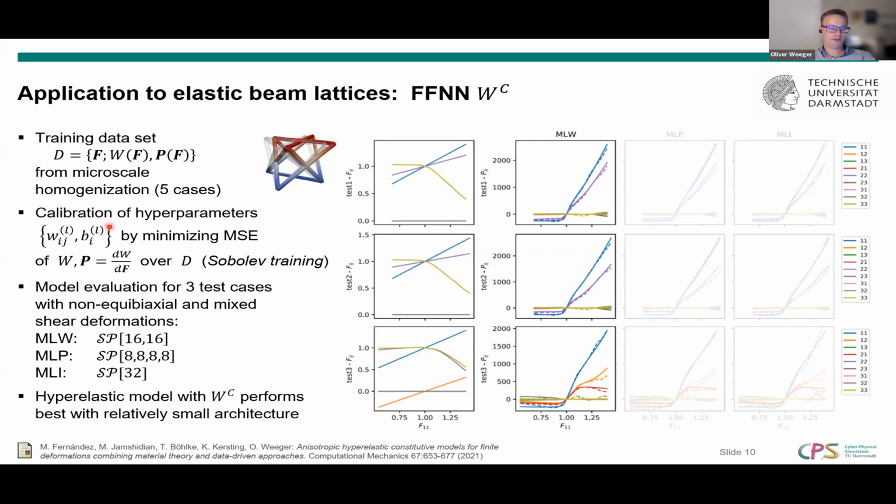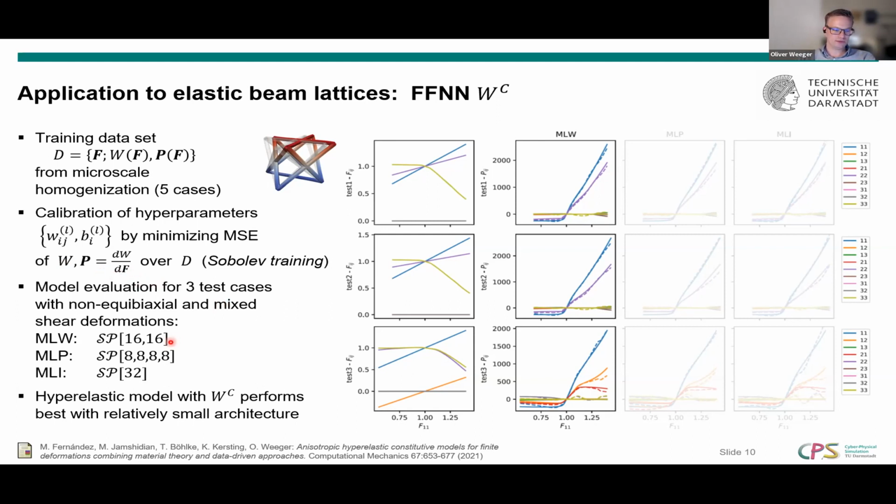For the calibration of the neural networks, of the weights and the biases, we use the MSE, where we use not only the MSE in the strain energy, but also in the first Piola-Kirchhoff stress. By some authors, this is called Sobolev training, when you do not only include the quantity that you want to learn, which is the W, but also some derivative of it.